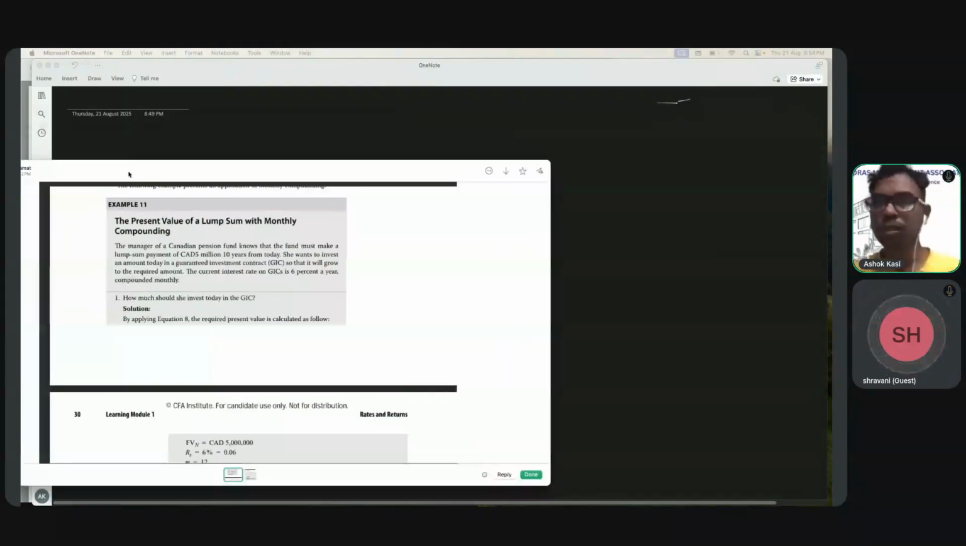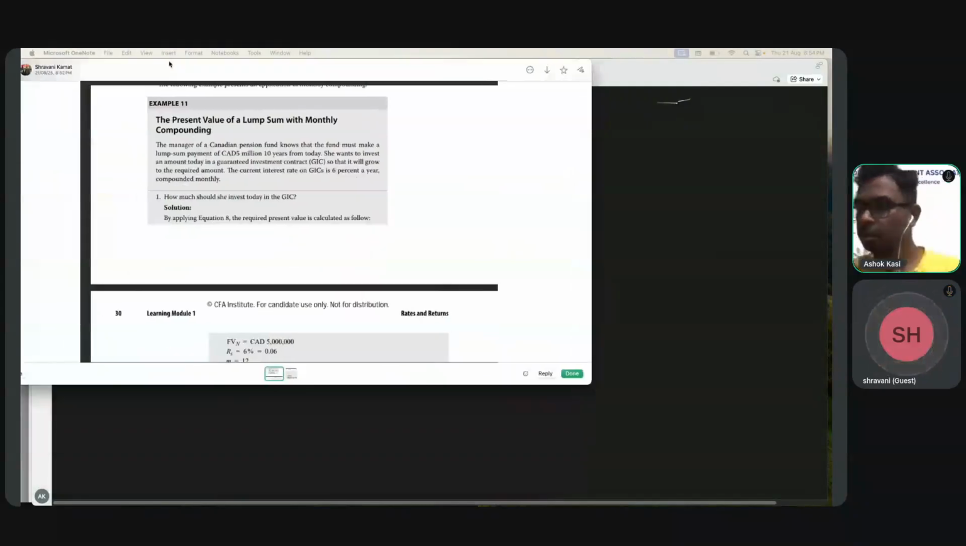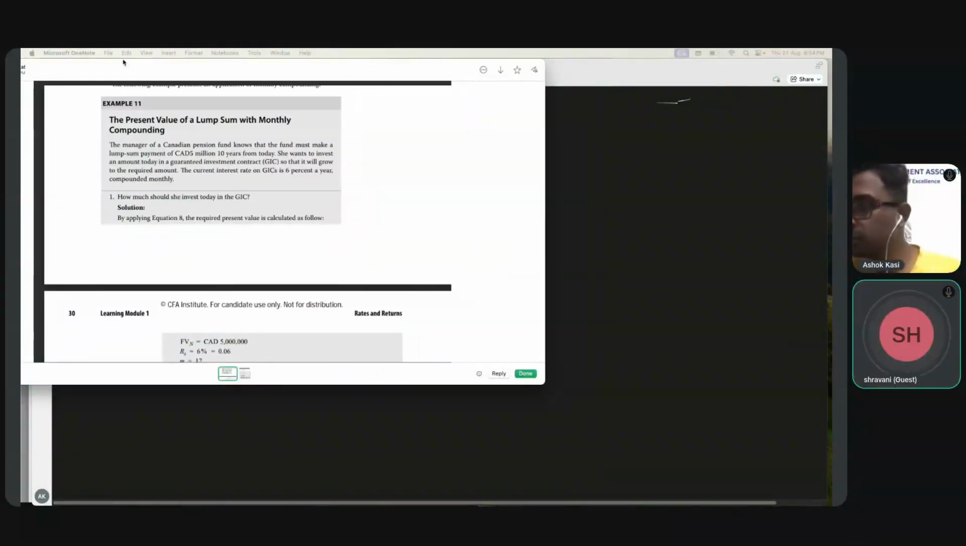Okay, this is your doubt, correct? I didn't understand why they've taken raise to minus 120. Okay, so this is the question.